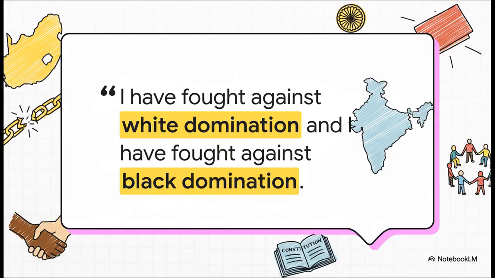But in every dark story, there is a hero. And for South Africa, that hero was the great Nelson Mandela. Look at his powerful words. His dream was so clear. He didn't want any group to dominate another. He wanted a society where everyone was truly equal. And for this beautiful dream, he was put in jail for 28 long years.